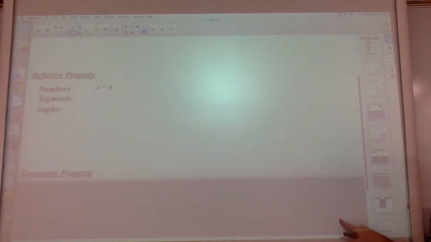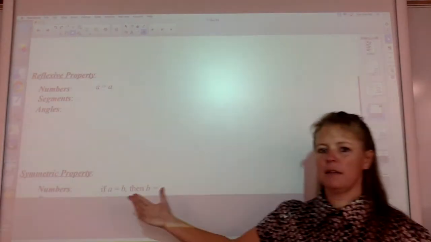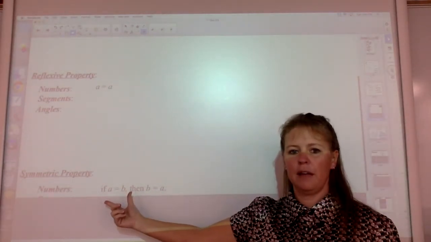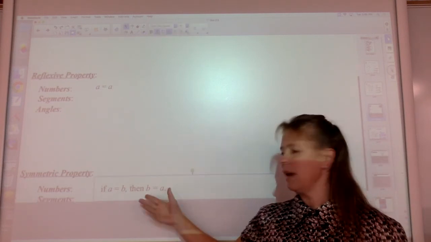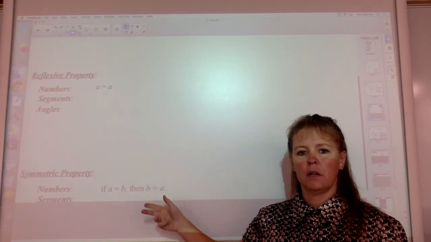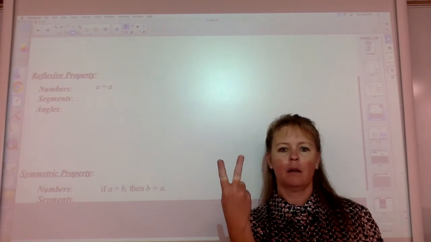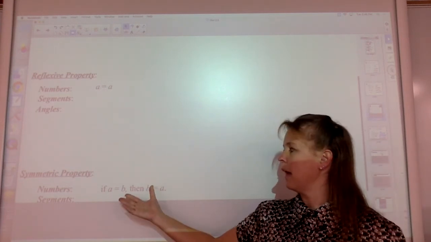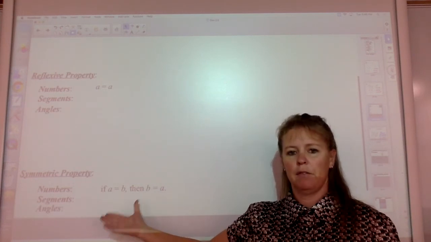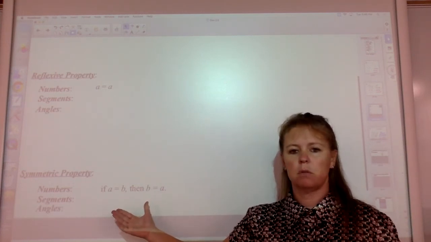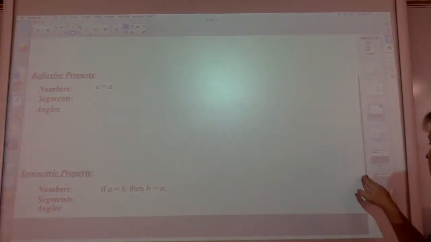Next one is symmetric property. Sometimes used, not too often, but is it okay if two things are equal, if A equals B, then can you take B and set it equal to A? Absolutely. You can just take A equals B, flip it around, and make it B equals A. The order matters if you're talking about symmetric property. Works for segments and angles too. If angle A is congruent or equal to angle C, you can say angle C is congruent or equal to angle A.